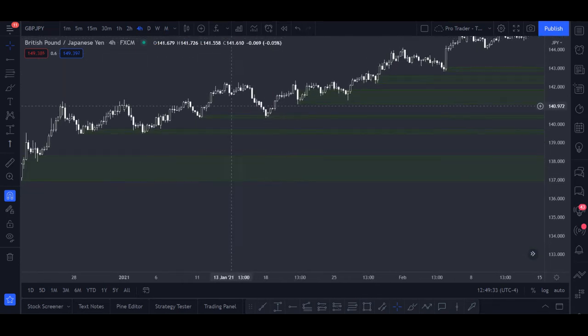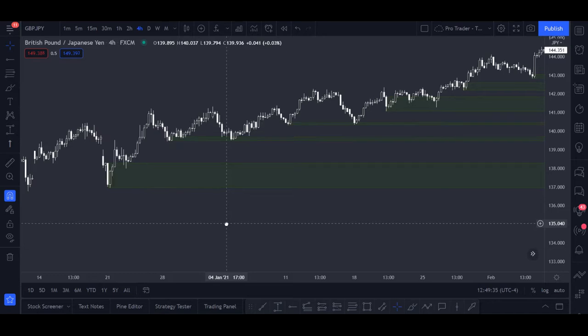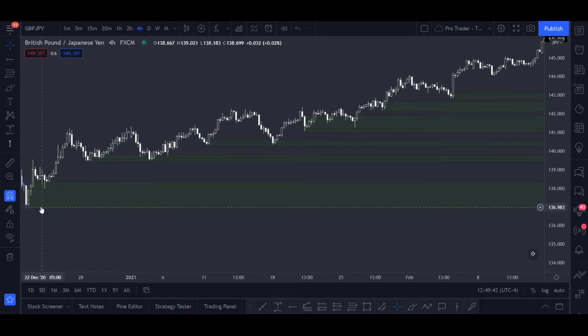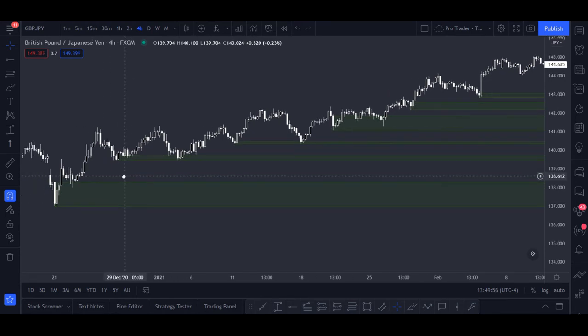Let's go ahead. I have this chart right here, Pound Yen on the 4 hour. Now here we see that the market is in an uptrend, and you can see where I have drawn in these demand zones. Remember, an uptrend is the respecting of demand zones while removing supply zones. So we can see demand formed here.